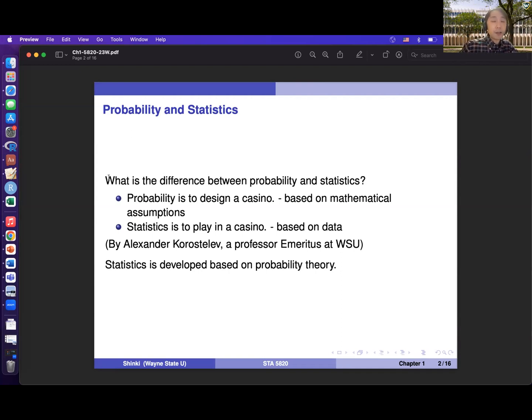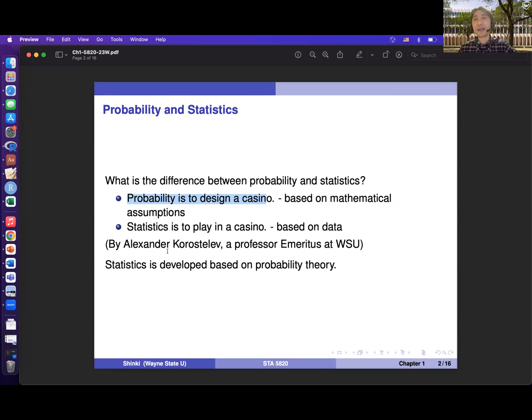At first, I start with the difference between probability and statistics. Often these 2 subjects are in the same course, and those 2 sound like similar subjects. The difference is here. I like this explanation best. Probability is to design a casino, based on mathematical assumptions. And on the other hand, statistics is to play in a casino based on data. These are the words of Alexander Krostelev, professor emeritus at Wayne State University.